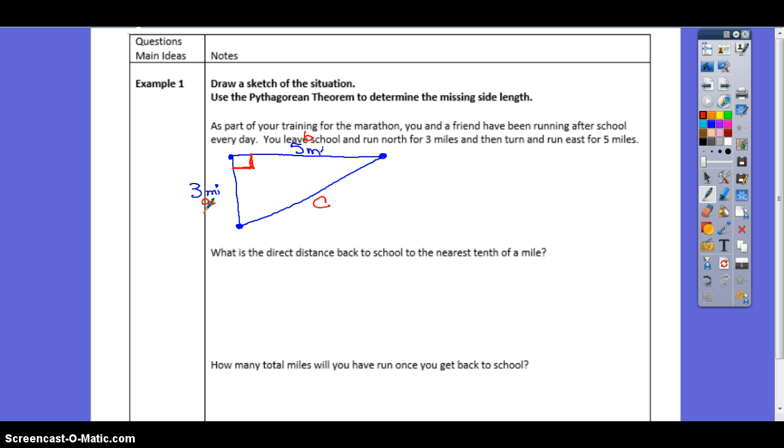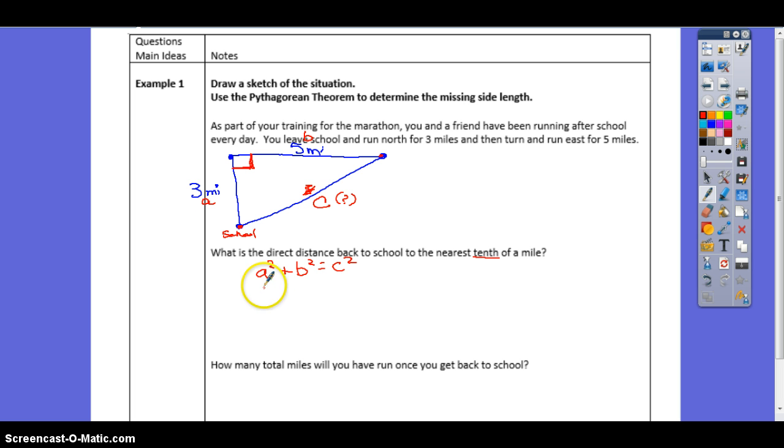And now we've drawn our diagram and labeled it, and now we can figure out what is the direct distance, as a crow flies, back to the school to the nearest 1/10 of a mile. So here, directly back to the school. How far is this? So we need to find the hypotenuse C. A squared plus B squared equals C squared. We could make this an X too, couldn't we? We're missing the X. Any letter works, but we're used to, with the Pythagorean theorem, A, B, and C. So we'll stick with the C.